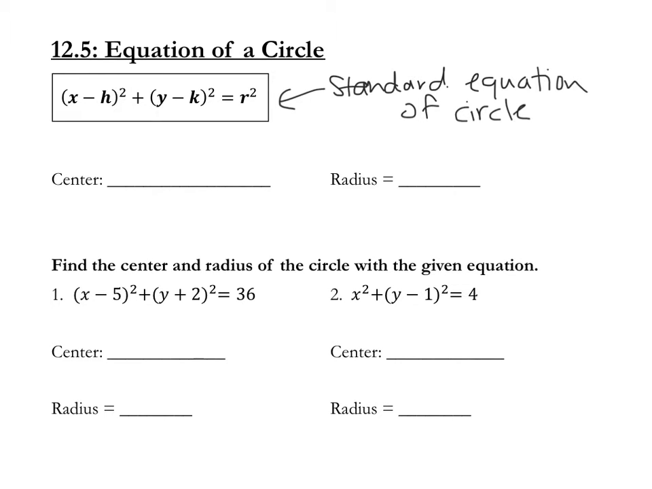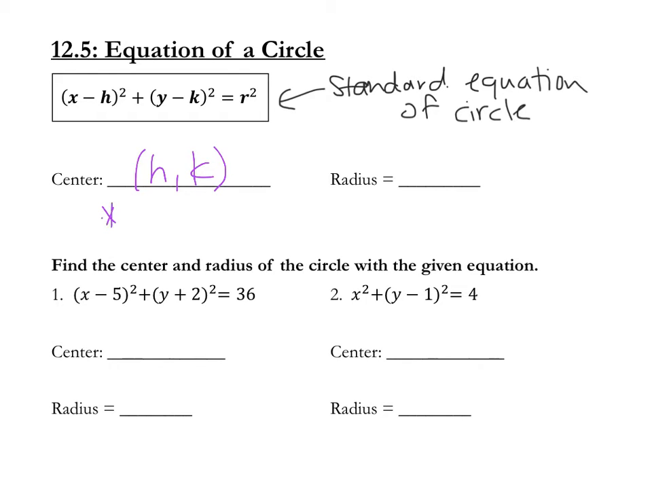So in order to get a graph of a circle, you need two important things. You need to know where to put the center, and you need to know the radius. So this equation gives you those two things with very little math. To find the center, it's always going to be h comma k. It's the x number comma the y number.